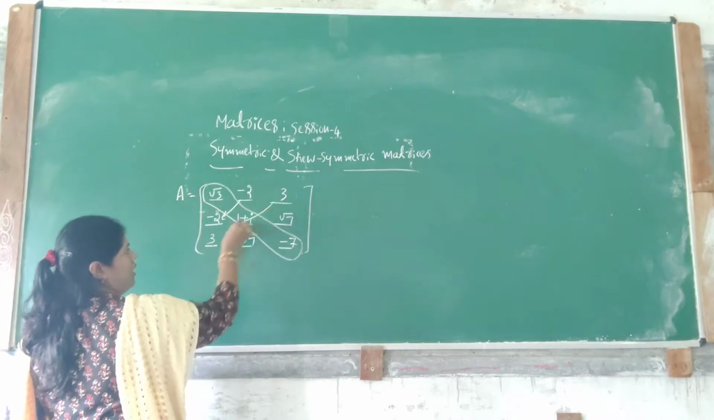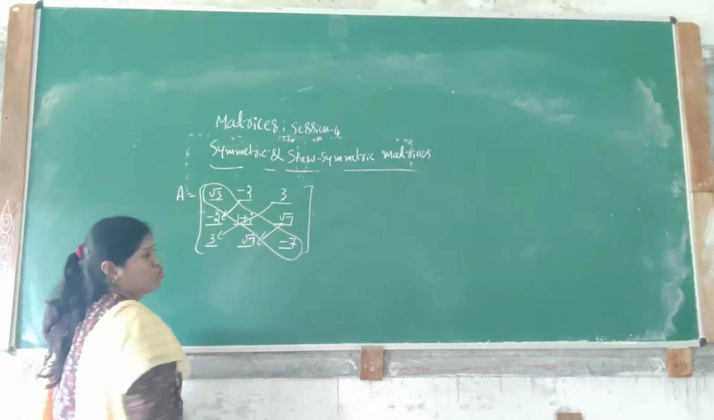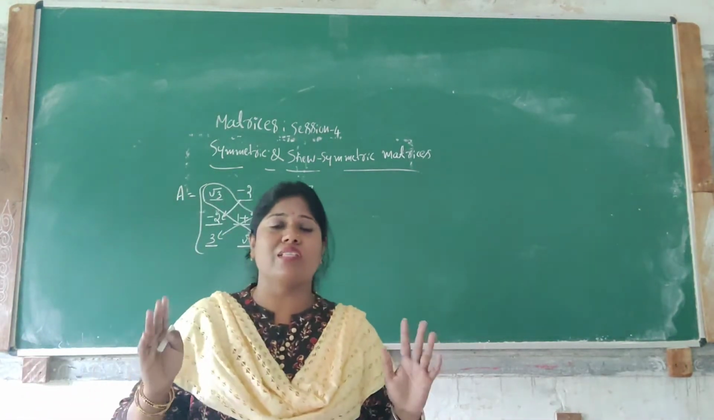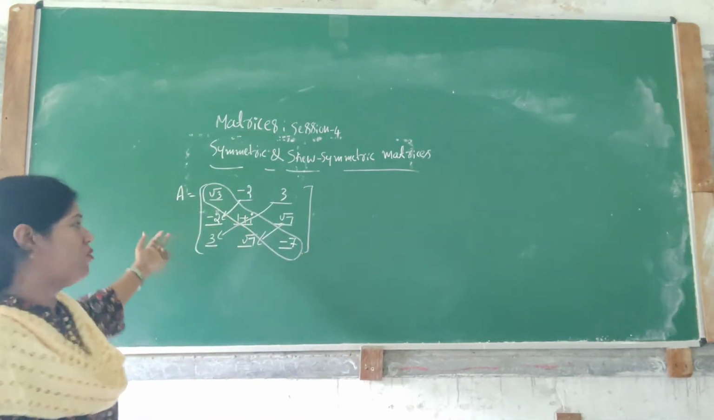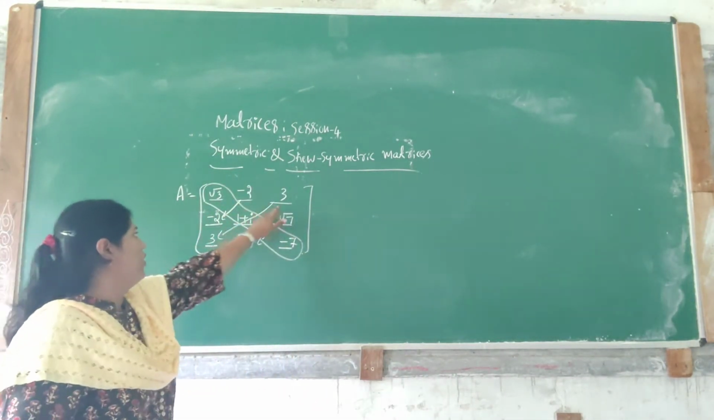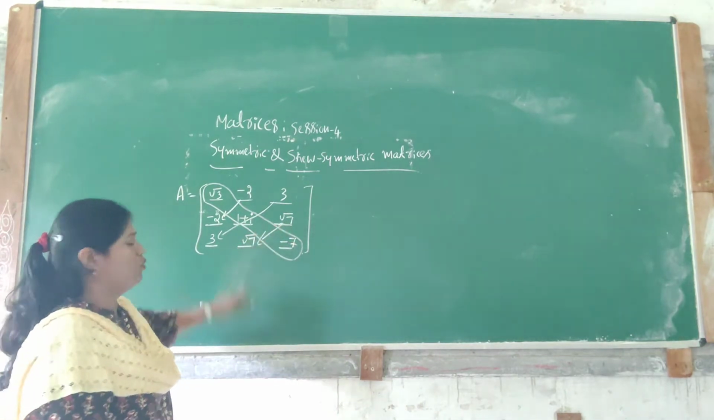This should be symmetric. Symmetric means it should be the same. It should have the same value. Minus 2 is minus 2. 3, root 7, root 7.